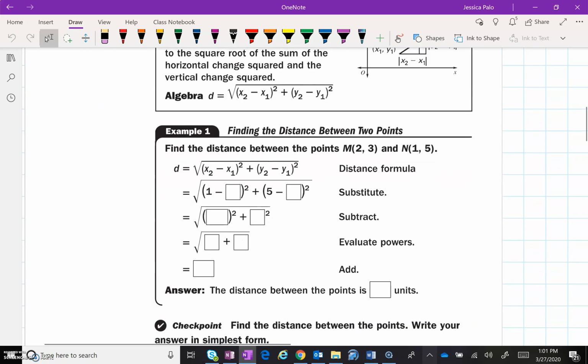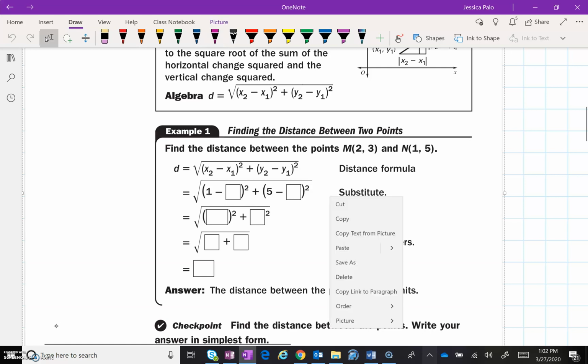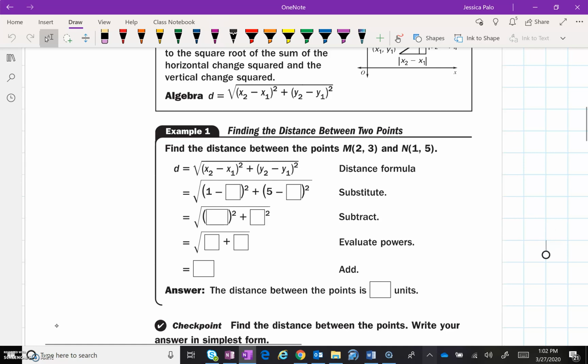So example 1, we are finding the distance on a coordinate plane between the points (2, 3) and (1, 5). We don't have a coordinate plane. We can't count anything. We don't need anything. We just need these 2 coordinates and we are good to go. So the formula is the square root of (x2 minus x1) squared plus (y2 minus y1) squared. So you are just going to write down this formula every time before you use it, and then you're going to plug in your information.